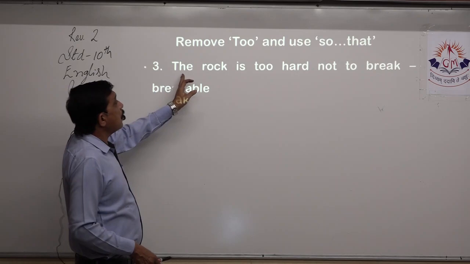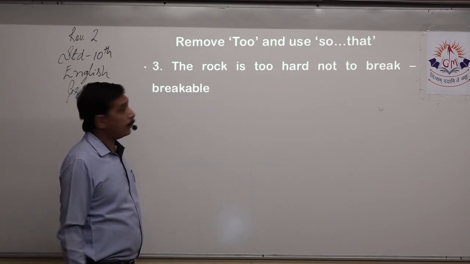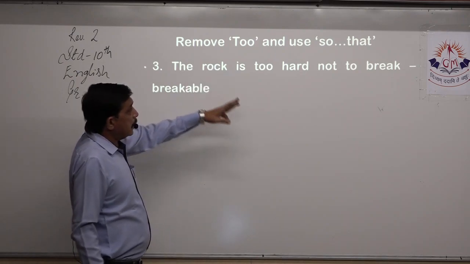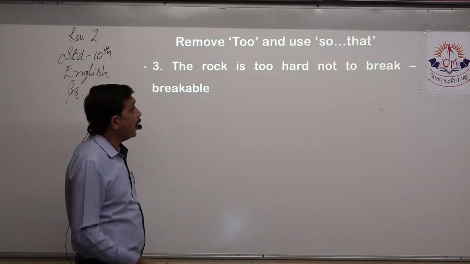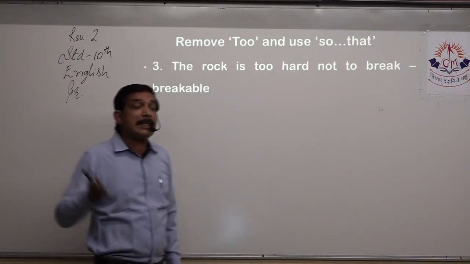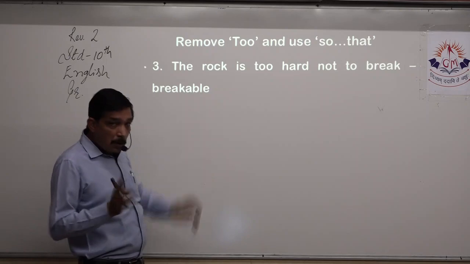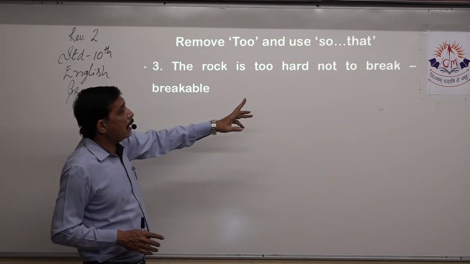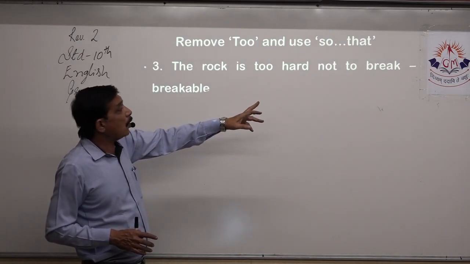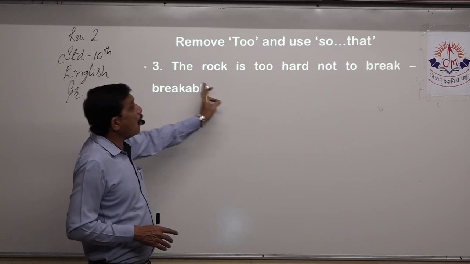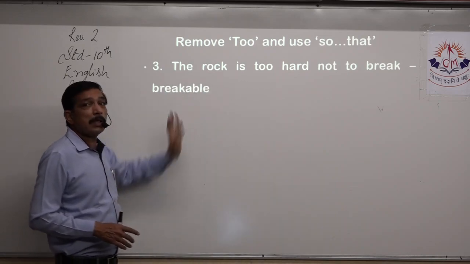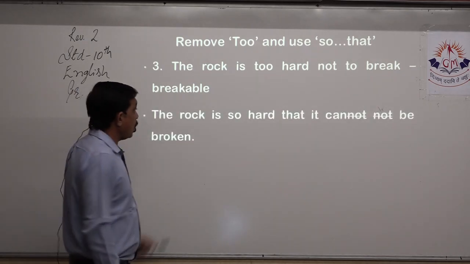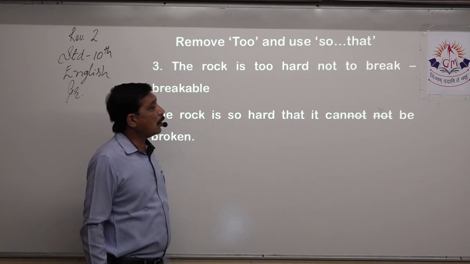This is the third sentence. The rock is too hard not to break. It is breakable. How? The rock is too hard not to break. Now, the rock is too hard to break means unbreakable. But not to break, that means it is breakable. Yes? So, the rock is so hard that it cannot not be broken. Yes? Or the rock is so soft that overall the meaning is still it is breakable.